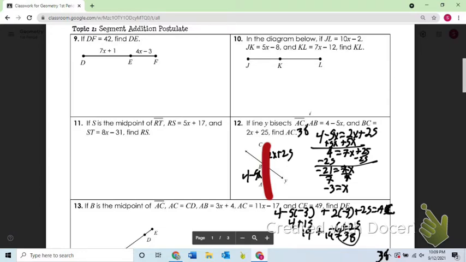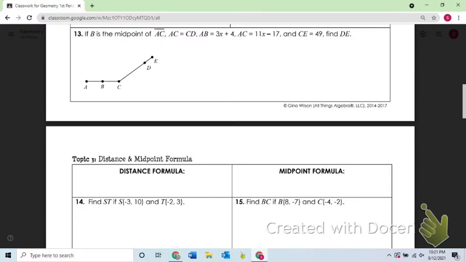Moving on, 13 is pretty tough. Here's the thing: B is the midpoint of AC. The distance from A to C is the same as the distance from C to D. Then it gives us A to B is 3x plus 4, A to C is 11x minus 17, and C to E is 49. We have to find D to E, which is right there.